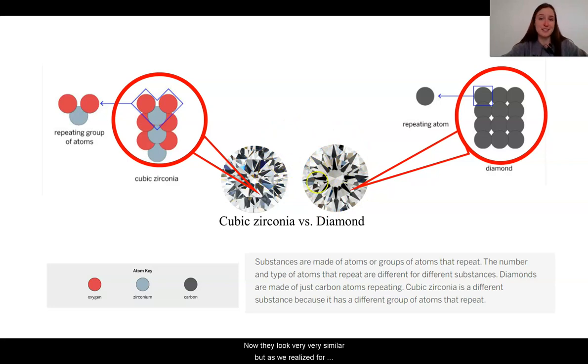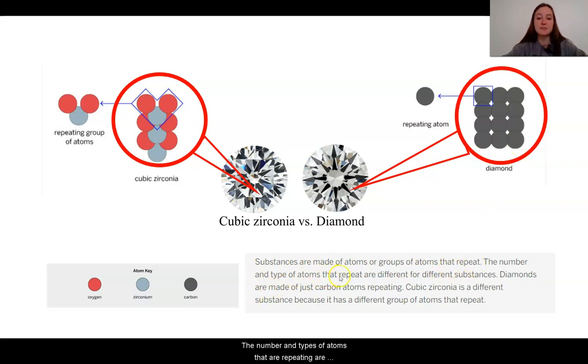Now, they look very, very similar, but as we realized from our article, the cubic zirconia is made up of a repeating molecule or group of atoms that are oxygen and zirconium, whereas the diamond is a repeating carbon atom. And so because these things are made of these different repeating atoms or atom groups, they are actually different substances, despite sharing some properties. The diamond at the end of the day is more valuable, it's tougher, it's something that people spend a lot of money on, and that is due to the fact that it's made of these repeating carbon atoms.